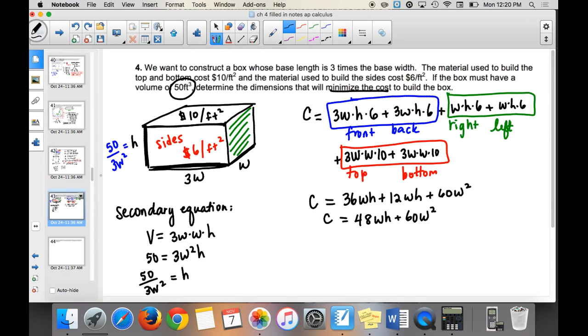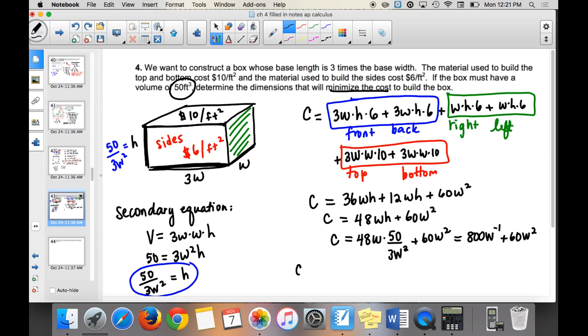But I told you that in order to minimize or maximize, you have to have only one variable besides the one that you're trying to maximize or minimize. So we have our C, which we're trying to minimize. Is it in terms of one variable? No. You can with the secondary equations. That's why we needed this right here. So we're going to do 48 W times H, which is 50 over 3W squared, plus 60 W squared. Which simplifies: 48 times 50 is 2,400, and then dividing by 3, we get 800. So it's 800 over W, which I'm going to write as 800 W to the negative 1, plus 60 W squared. Now we're ready to take the derivative.